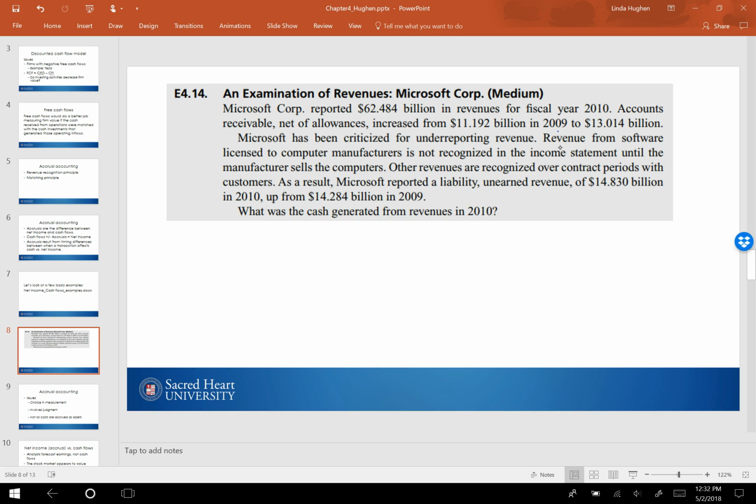So we are given the revenue on an accrual basis. We're given changes in 2 accrual accounts. One is accounts receivable, the other is unearned revenue. And we want to see what would cash be from revenues, or cash from customers. Okay, so to get down to the cash from revenues, we start with our $62.484 billion from revenue recorded on an accrual basis. And then we look for the adjustment. We had an increase in accounts receivable.